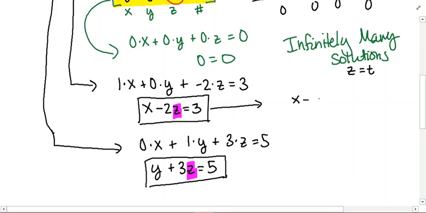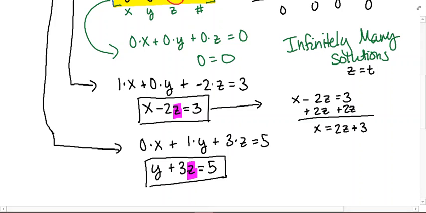So if you took this equation and you solved it for x, we're just going to add 2z to both sides. We're getting the x by itself. So x equals 2z plus 3. So this is what we're going to use going forward.